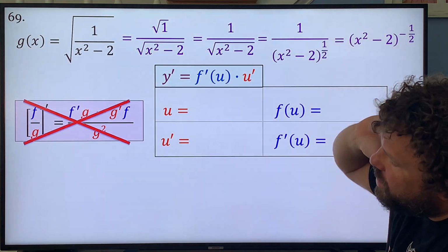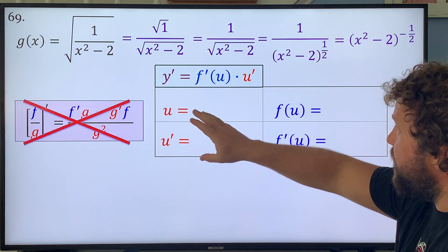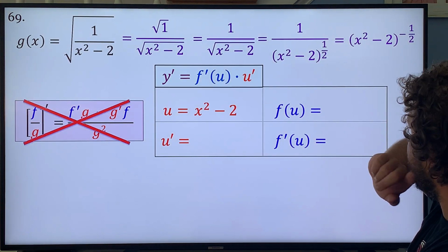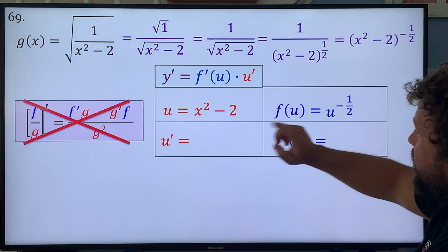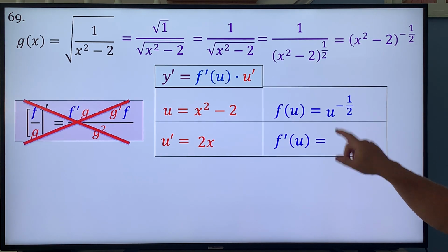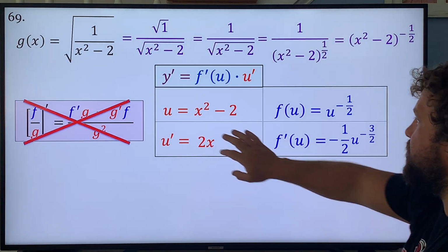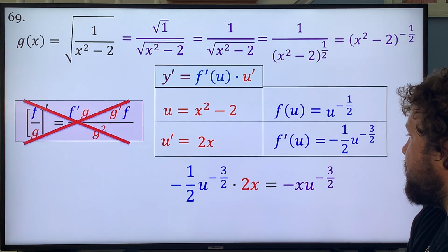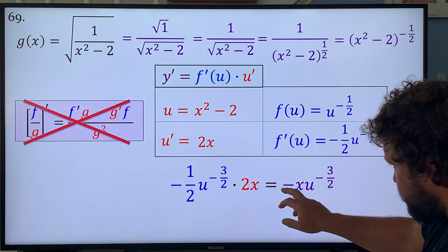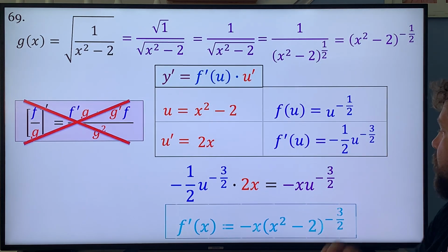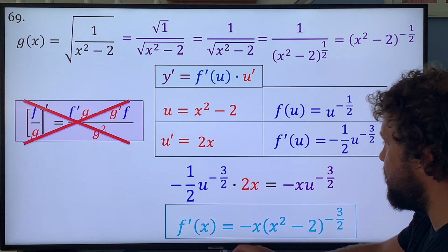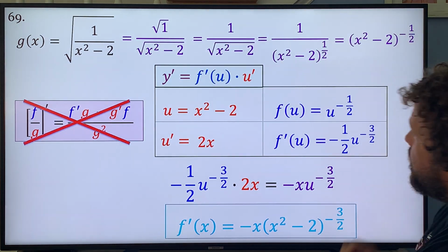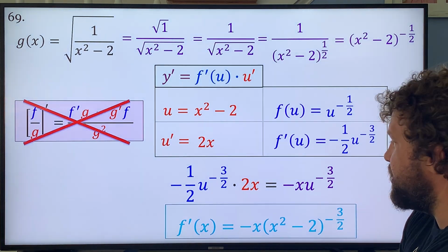You could have used the chain rule with the quotient within the chain, but if you just simplify the equation, watch this. x squared minus 2, u to the negative 1/2, 2x, negative 1/2 u to the negative 3/2. Multiply them together. Negative 1/2 times 2x is negative x, u to the negative 3/2, negative x times x squared minus 2 to the negative 3/2. Done. See how easy that was? By getting some work done in the beginning, it saves us a lot of time in the end.